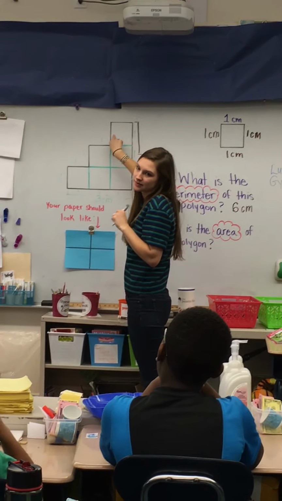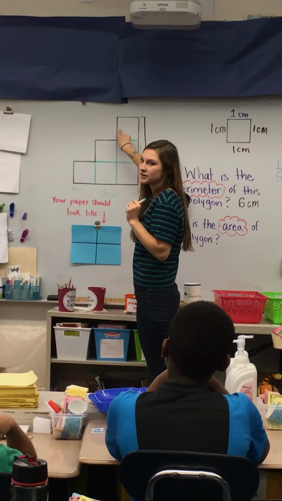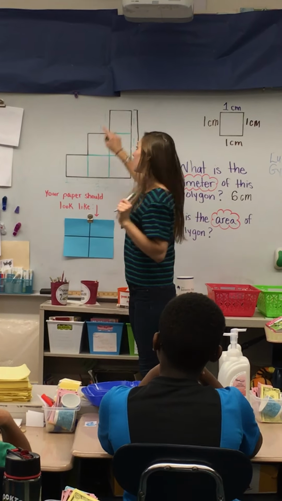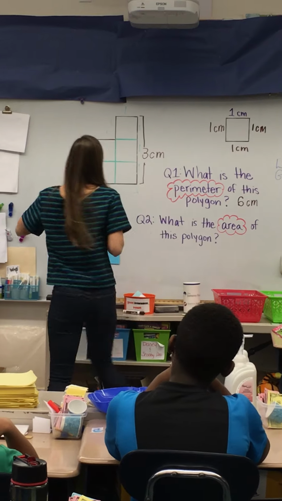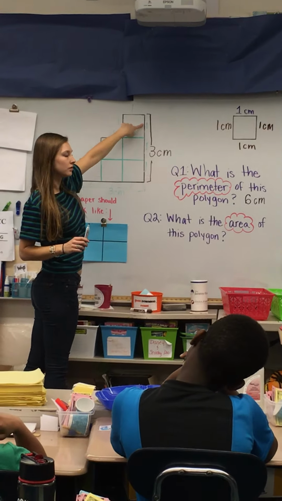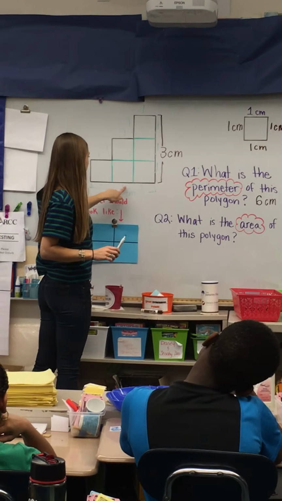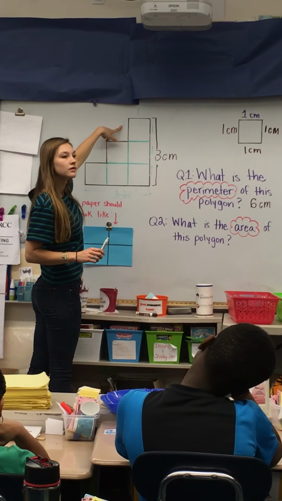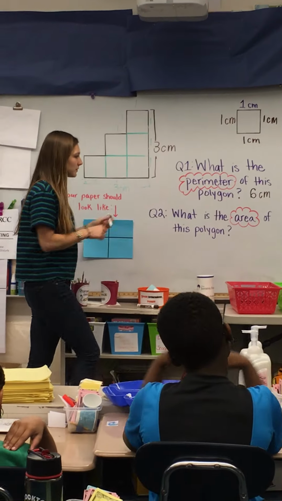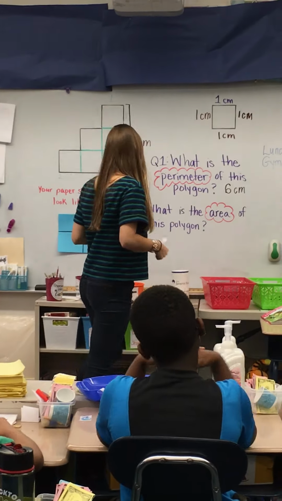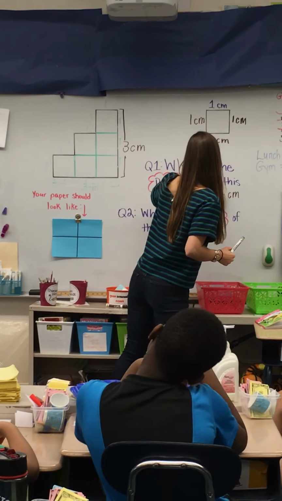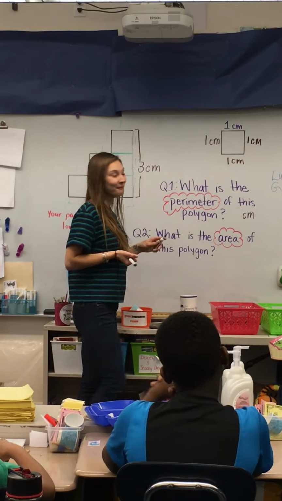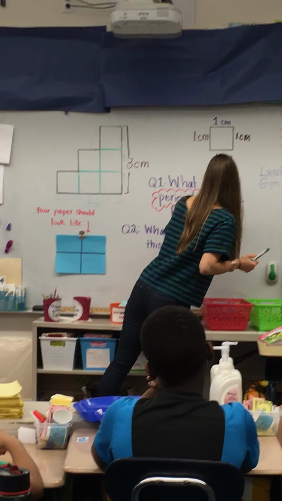All right, so what about this? Michelle, what should I do? 1. Done? No. Then what? The top. So Becca, count all the ones with me. Ready? 1, 2, 3, 4, 5, 6, 7, 8, 9, 10, 11, 12. 12 what? Centimeters. 12 centimeters is our what? Our perimeter. Very good. So now does anybody have any questions on that? Okay. All right, so what's our question 2?